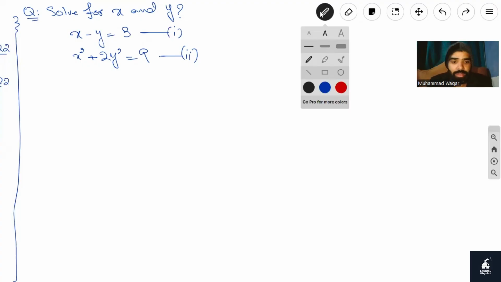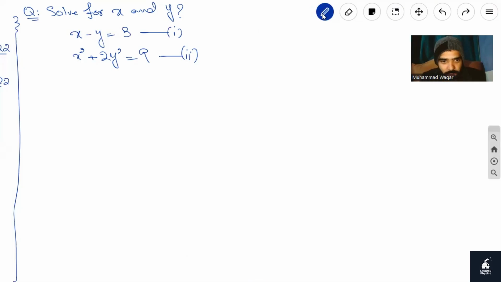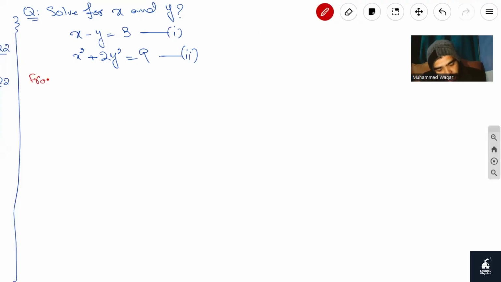But in this case, I'll go for a substitution method again, as we have degrees of both the variables as 2. So both variables have square power. Now I have to use equation 1 again. From equation 1, I'll take the x value and substitute that in 2. From 1, x minus y equals 3, and x then will be equal to 3 plus y, right?